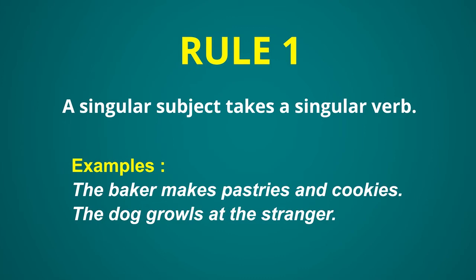Let's look at another example. The dog growls at the stranger. We might ask, who growls at the stranger? The dog. Therefore, the dog is the subject of our sentence. Dog here is singular, and so the verb also must be singular. We have the word growls, ending in S, telling us that the verb also is singular. So the singular subject dog takes on the singular verb growls.